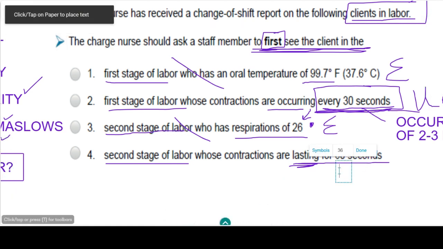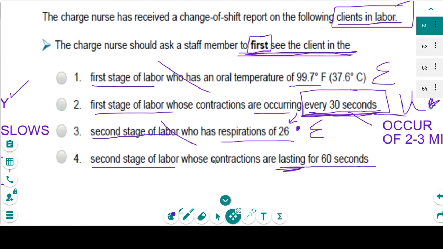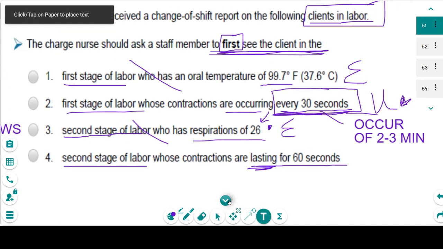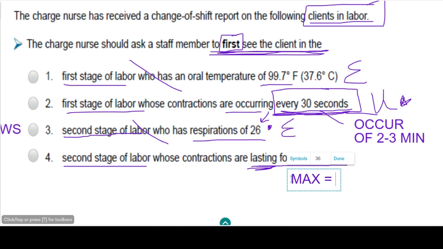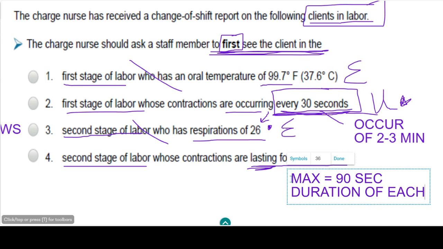So we already said, and I put it in the wrong area earlier, but we already said that contractions at the max usually last up to 90 seconds. And that was at the end of the first stage, which was the transition phase, which can carry over and go into that second stage of labor, the stage of expulsion. So max is 90 seconds duration. This is the duration. This is how long each contraction is lasting. All right, so her contractions are lasting for 60 seconds.